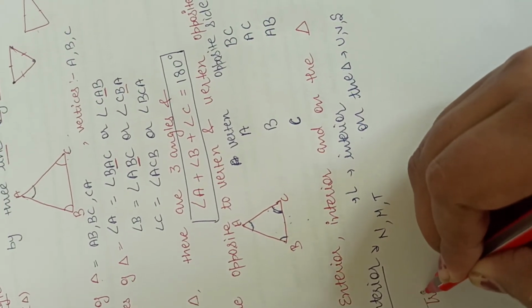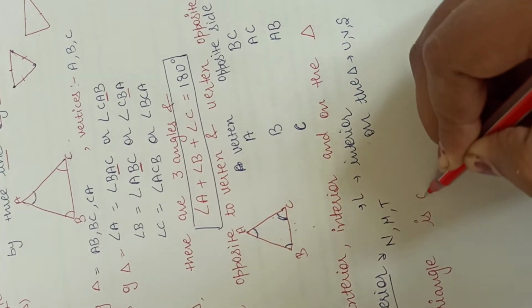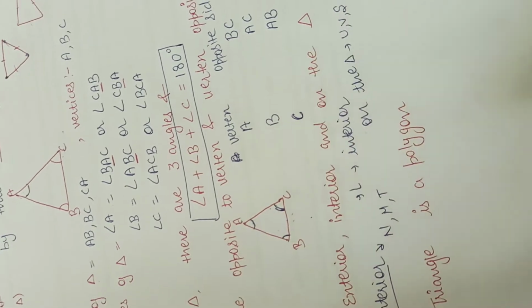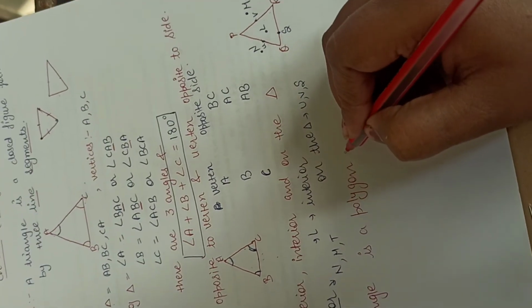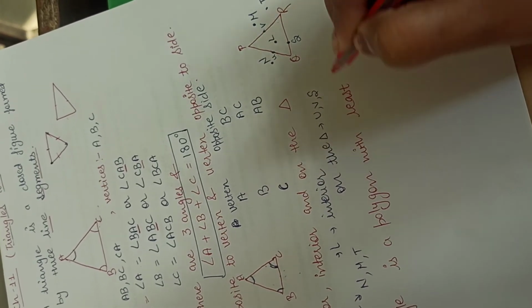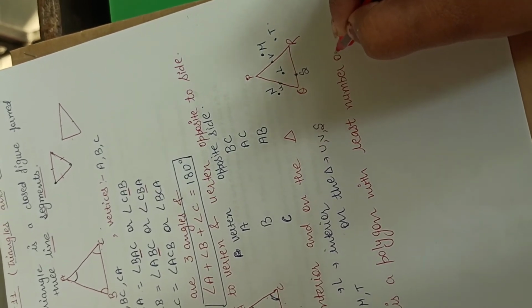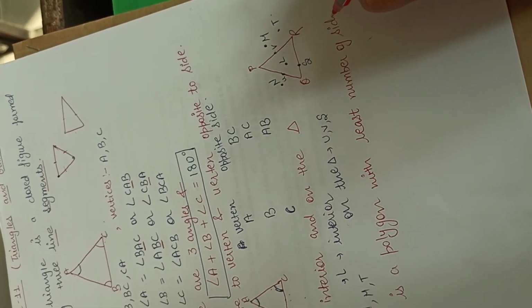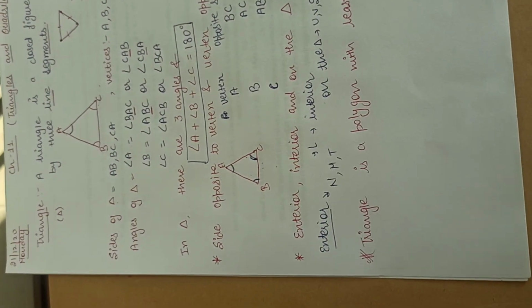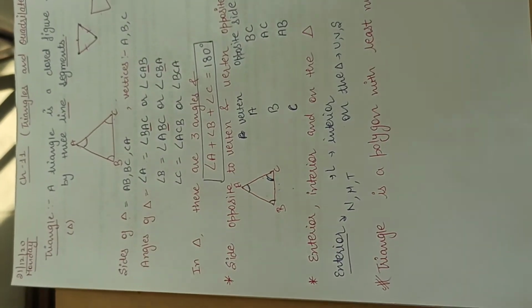Triangle is a polygon with least number of sides. Clear this? This line is very important. Triangle is a polygon with least number of sides.